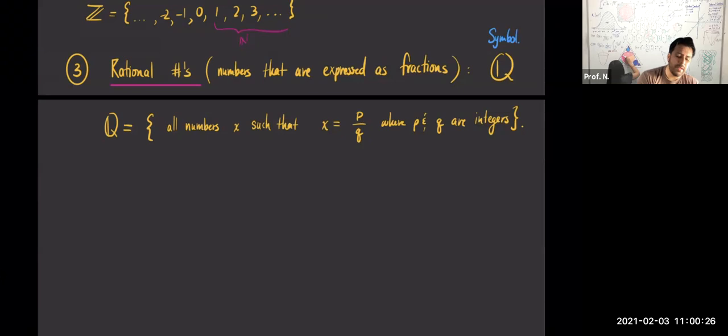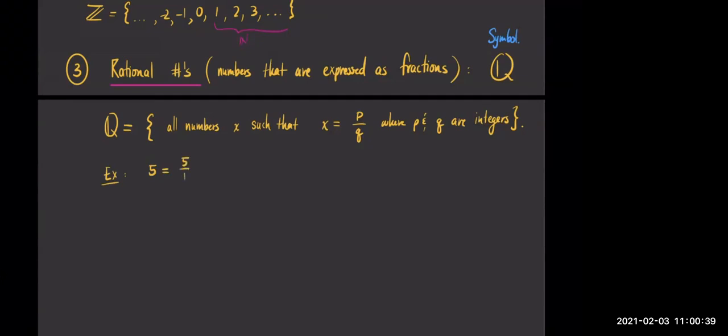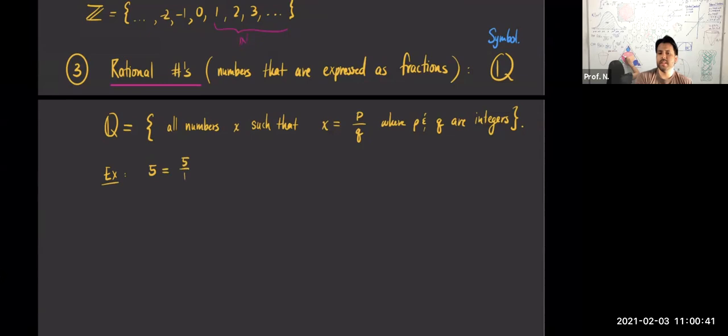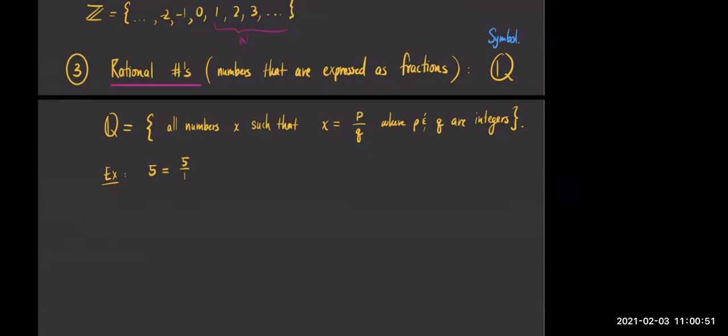So an example, right? How do you represent 5? Is 5 a rational number? It is. Why is it a rational number? Because I can rewrite it as 5 over 1, right? And 5 over 1 are what? Integers, right?